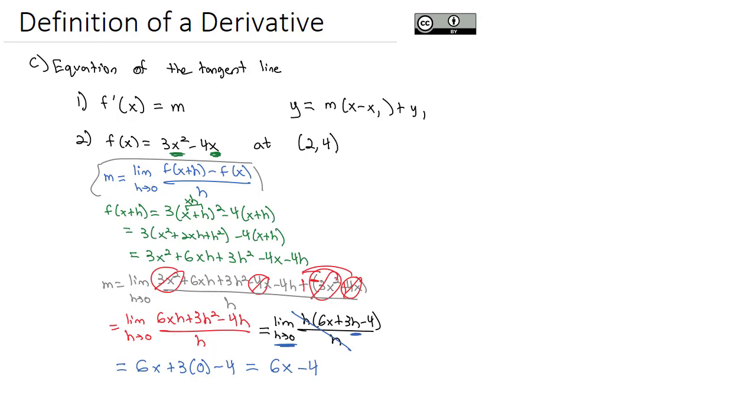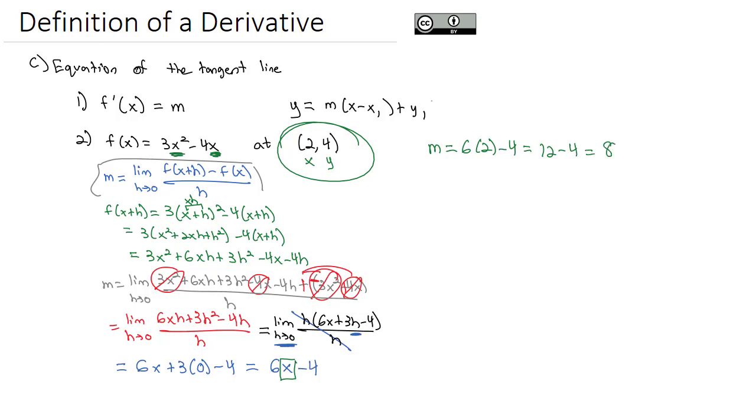derivative. What we're particularly interested, though, is this point at 2, 4. 2 is the x, 4 is the y. So I'm going to plug into the x value, to find the slope at that point is 6 times 2 minus 4, or 12 minus 4, which is 8.